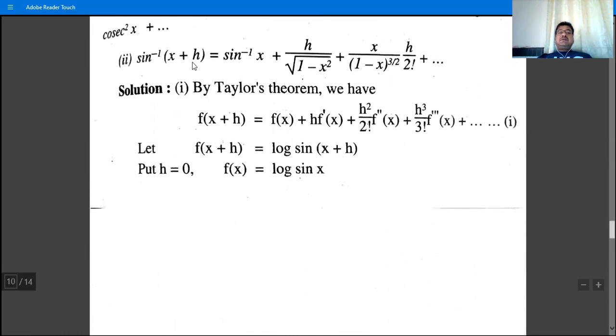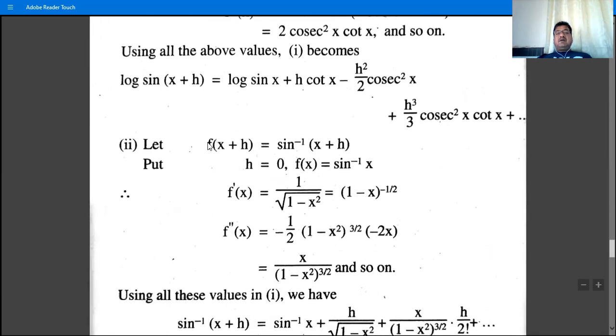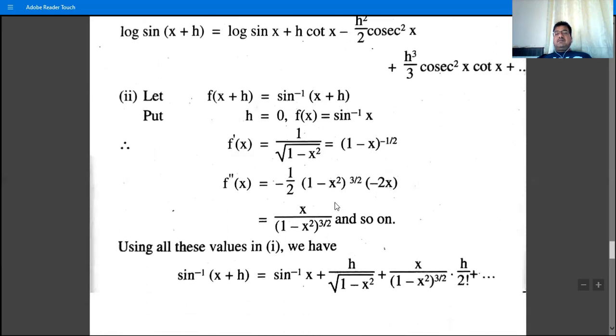Similarly, we have to find the expansion of sine inverse of x plus h in this form. Apply Taylor's theorem, and denote f of x plus h as sine inverse of x plus h. Take h as 0, then f of x is sine inverse x. Then find its derivative, f dash x is 1 by root 1 minus x square, that is 1 minus x square raised to minus half. Then f double dash x is minus half, 1 minus x square raised to minus half minus 1, which is minus 3 by 2, into the derivative of 1 minus x square, which is minus 2x. So the 2 gets cancelled, and we get x by 1 minus x square raised to 3 by 2, and so on.